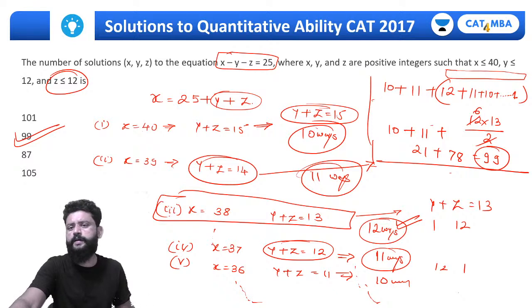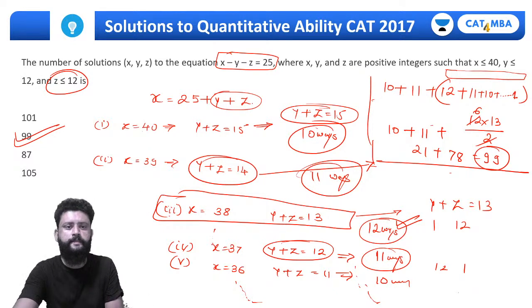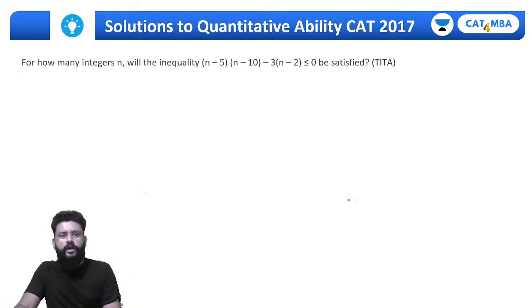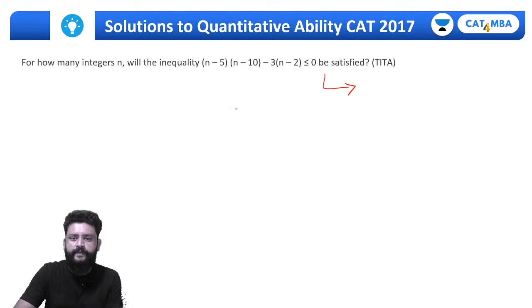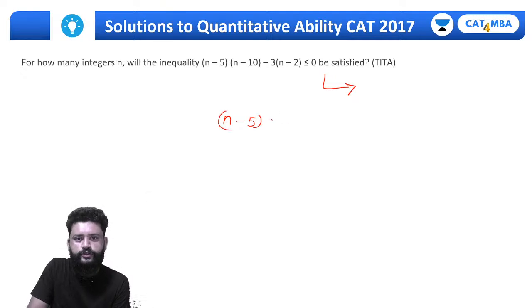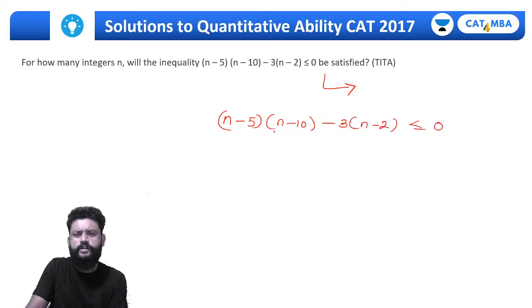This one was quite tricky क्योंकि यहाँ पे हमें मैन्युअली सारे केसेस लेने थे एंड सॉल्व करना था. Try for this. For how many integers n will the inequality (n minus 5)(n minus 10) minus 3 times (n minus 2) less than or equal to 0 be satisfied? This one is easy. Again a theta question. Theta questions, if you try for it, most of the time ये easy आने के chances होते हैं. Even if you just solve it, एक quadratic equation या कुछ बनने के chances लग रहे हैं यहाँ पे, right?